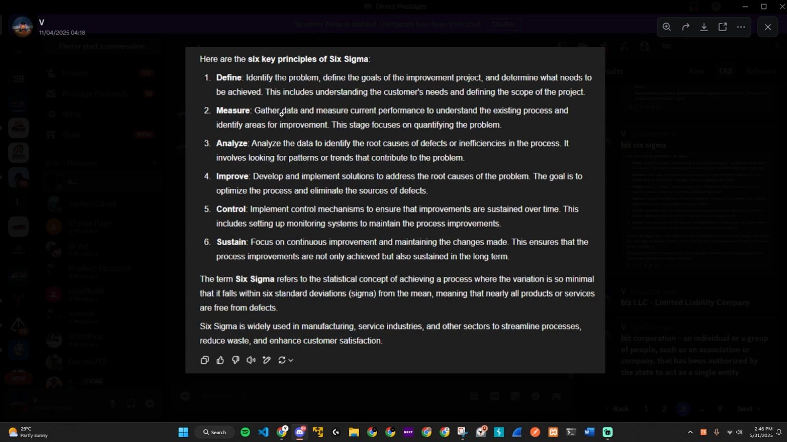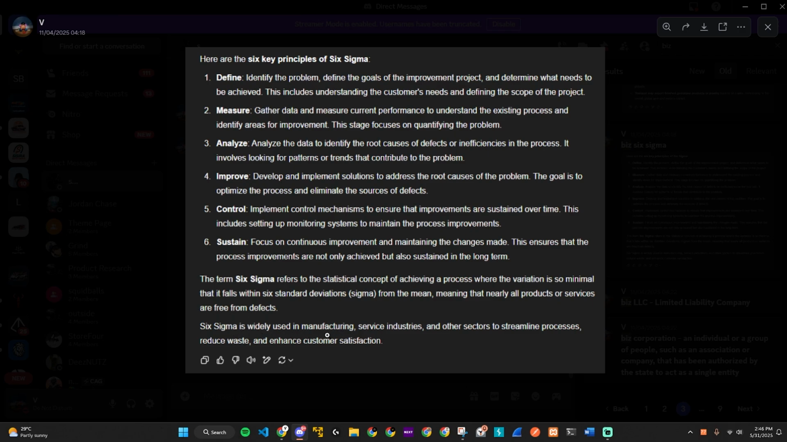The Six Sigma concept, so that's gathering data and understanding, analyzing, improving, controlling, and sustaining. So, ensuring improvements are not only achieved, but are sustained longer term, right? First, the statistical concept of achieving a process where the variation is so minimal that it falls within standard deviations from the mean. So that's like how far away negatively or positively are far away in mass data sets from the mean, right? Meaning that nearly all products and or services are free from defects.